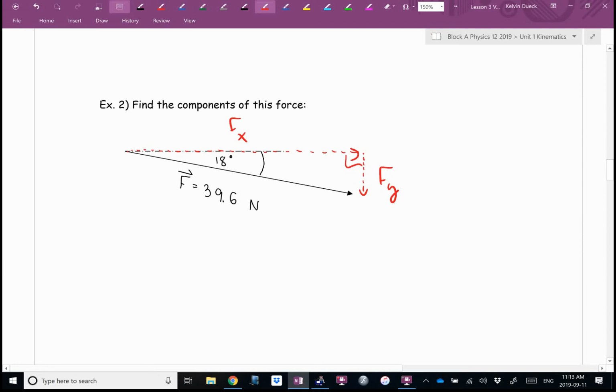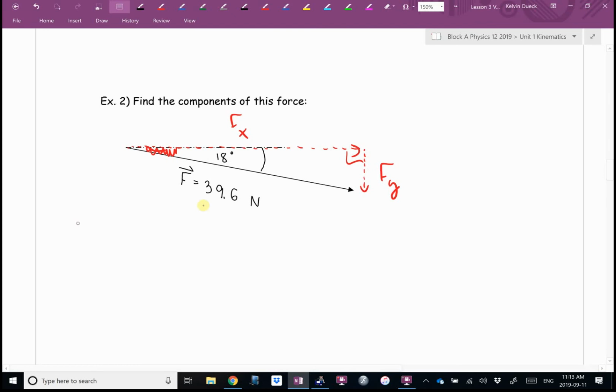Clearly, I can't use Pythagoras right now. Well, we're going to have to use SOHCAHTOA trig, so I'm going to start to label. Color, color, color, color, color. That 39.6, opposite, adjacent, or hypotenuse? fx, adjacent. fy, opposite.